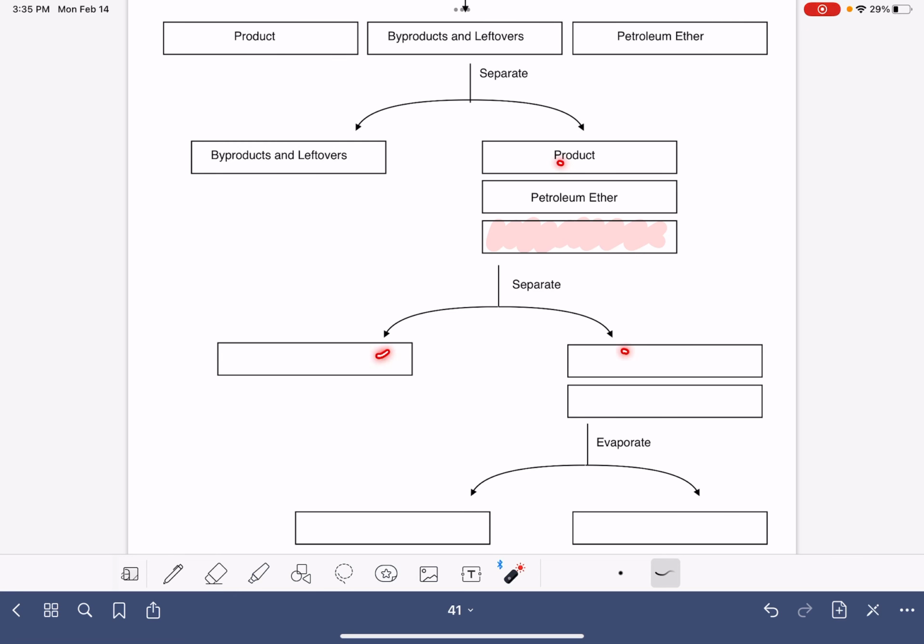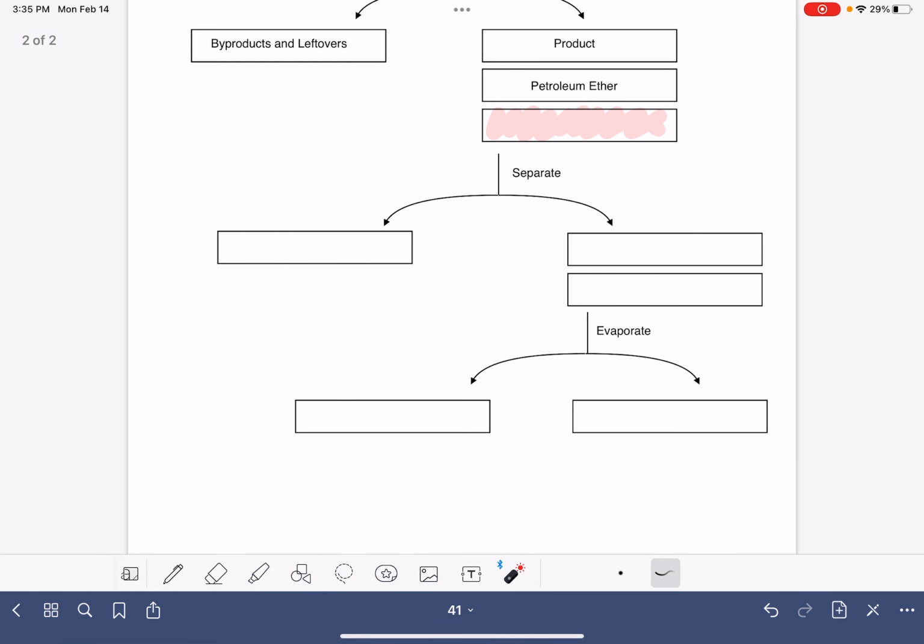So in these boxes, you're going to write down your product wherever it belongs. You're going to write down petroleum ether wherever it belongs. And then this substance, you're going to write it down as well wherever it belongs. You are going to be basically ignoring the fact that there is a little bit of a reaction happening. And then for these 2 boxes, you're going to do an evaporation. So you're just separating those 2 from each other. And that's it.